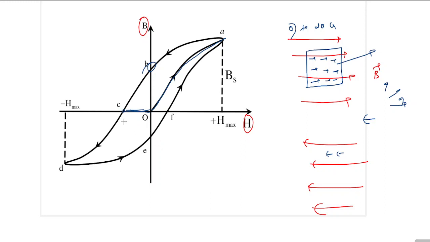So here, for the field values at points C and F, that is for OC and OF, these are the field values for which the magnetization of the material is zero. This is called the coercive field. This is called retentivity. So O to B or O to E is called retentivity. O to C or OC or OF is called the coercive field. Just learn this diagram.